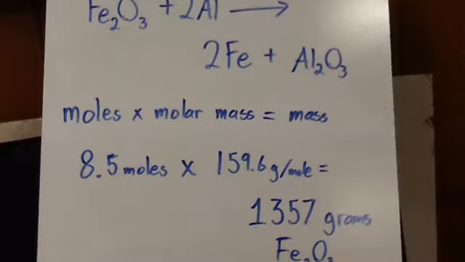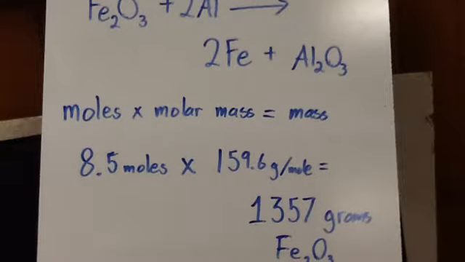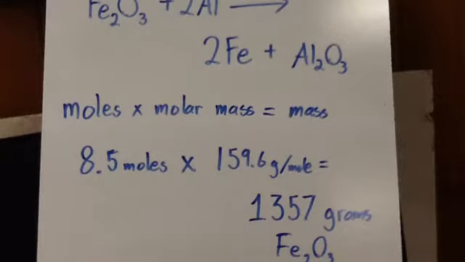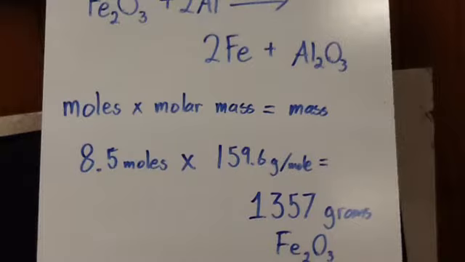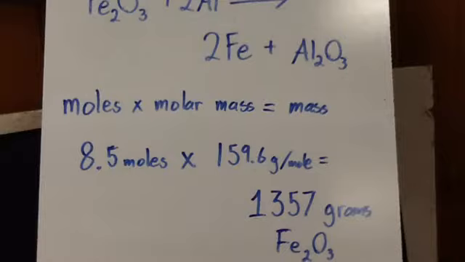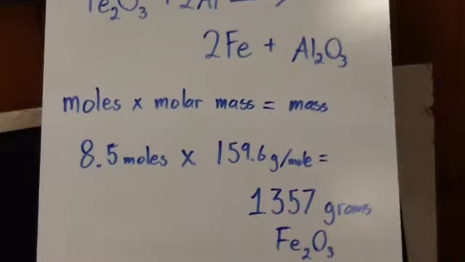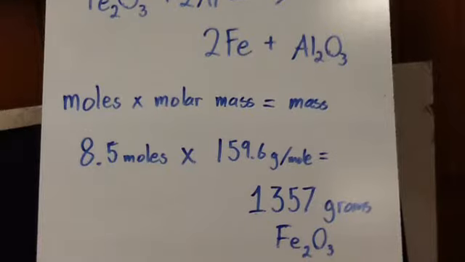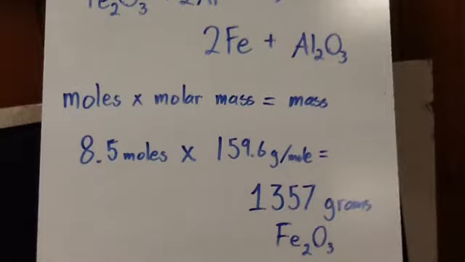We already established it's 8.5 moles from using the mole ratio. We calculated the molar mass using a periodic table. And we are doing moles times molar mass. We're getting mass, 1,357 grams iron 3 oxide. The question asked us to find grams of iron 3 oxide, so we know to stop at this step. Alright, so we found what we were looking for. We did 2 steps to finish this question, and we're done.